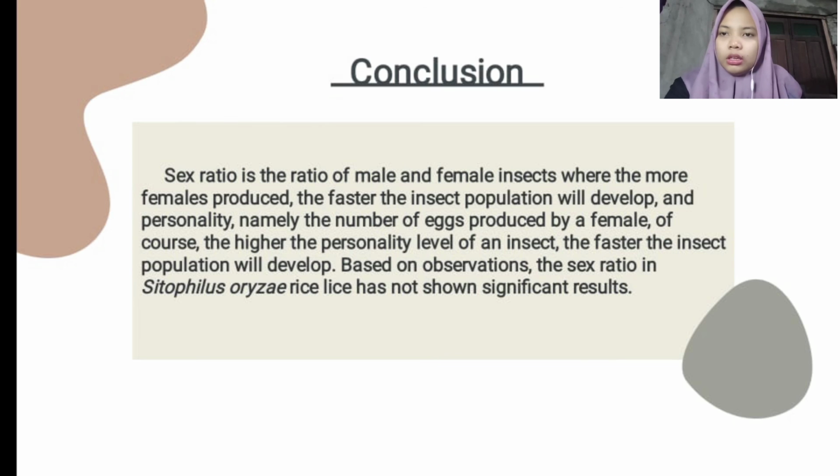Okay, next. Conclusions. Sex ratio is the ratio of male and female insects, where the more females produce, the faster the insect population will develop. And fecundity, namely the number of eggs produced by female, of course, the higher the fecundity level of an insect, the faster the insect population will develop. Based on the observation, the sex ratio in Cytophilus oryzae has not shown a significant result.